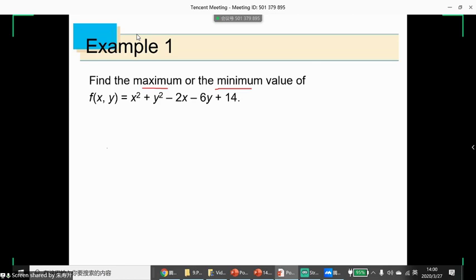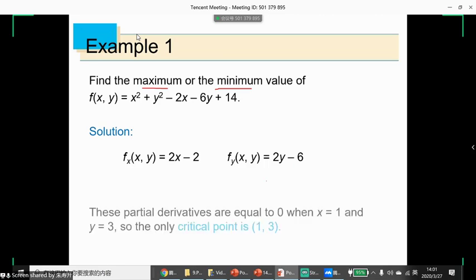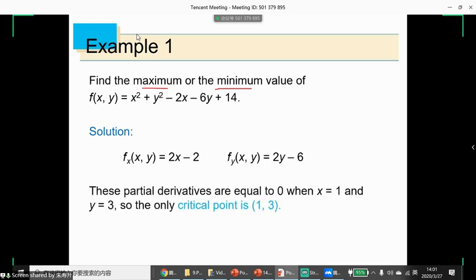The partial derivative with respect to x is 2x minus 2. And with respect to y, it is 2y minus 6. Then we let these equal 0. We get x equals 1 and y equals 3. So we have a critical point (1, 3). And then we substitute this point into the function formula. We can find the maximum or the minimum value.